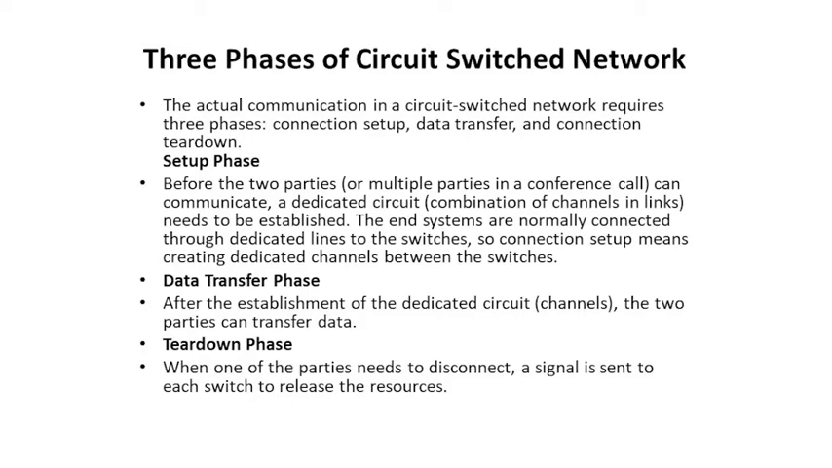The three phases of circuit switching networks: the actual communication in a circuit switching network requires three phases. One is connection setup, then data transfer, and then connection teardown. Before the two parties, or multiple parties in a conference call, can communicate, a dedicated circuit, the combination of the channels in the link, needs to be established. The end systems are normally connected through dedicated lines to the switches. So, connection setup means creating dedicated channels between the switches.